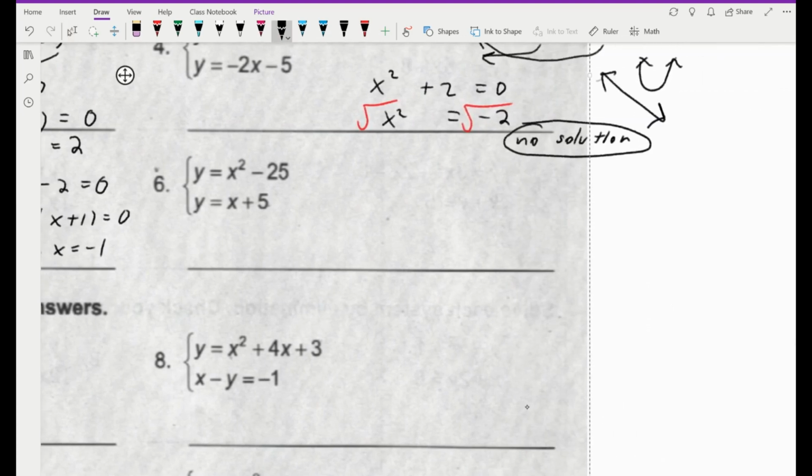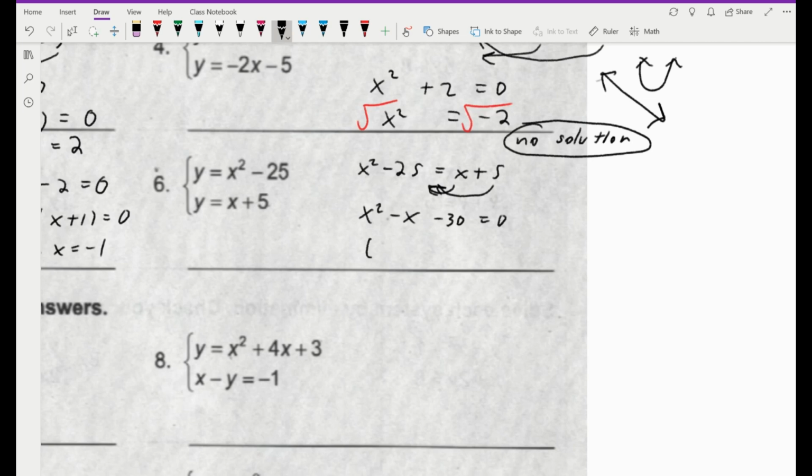Now, for number 6, again, y equals y. So we'll just set x squared minus 25 equal to x plus 5. We'll move the x over and the 5 over. So we get x squared minus x minus 30 equal to 0. Factors of negative 30 that sum to negative 1. Factors of 30 include 15 and 2, 10 and 3, and 5 and 6. If we have a negative 6 and a positive 5, that should work. And we solve. We get x equals 6 and x equals negative 5.